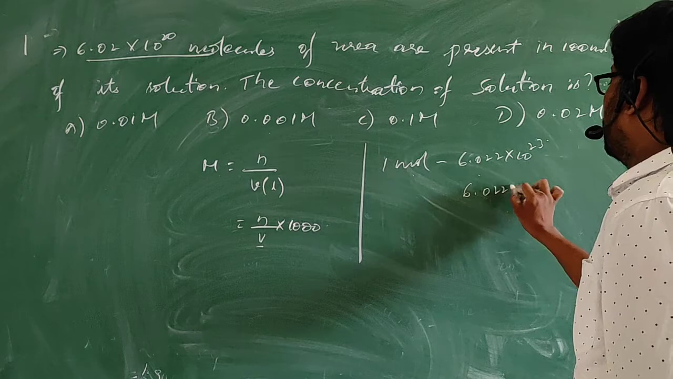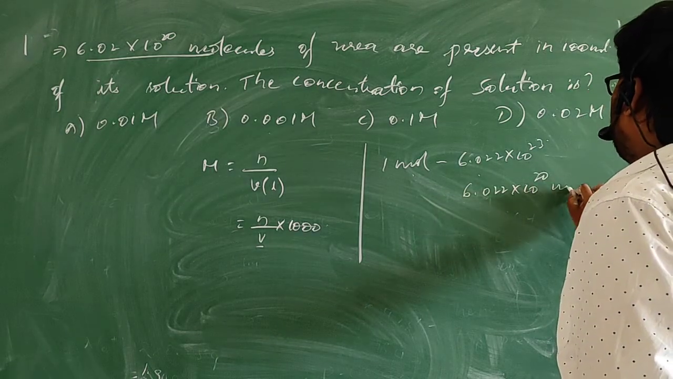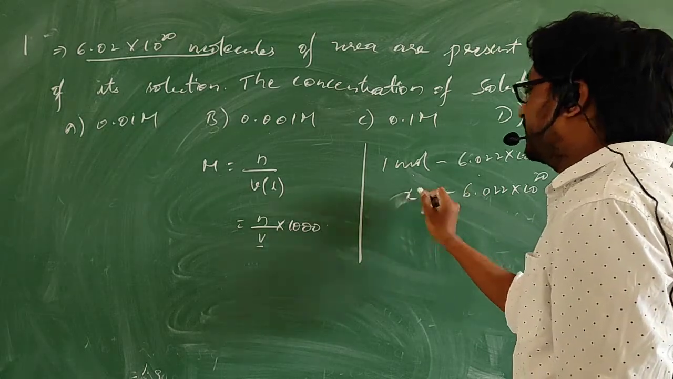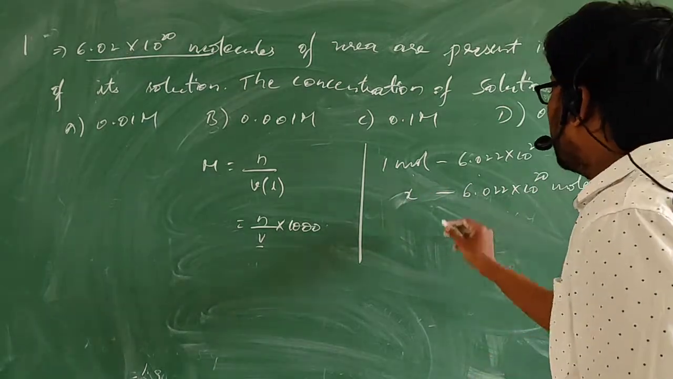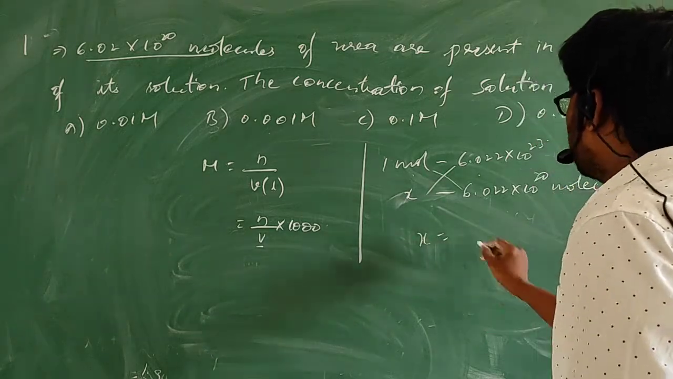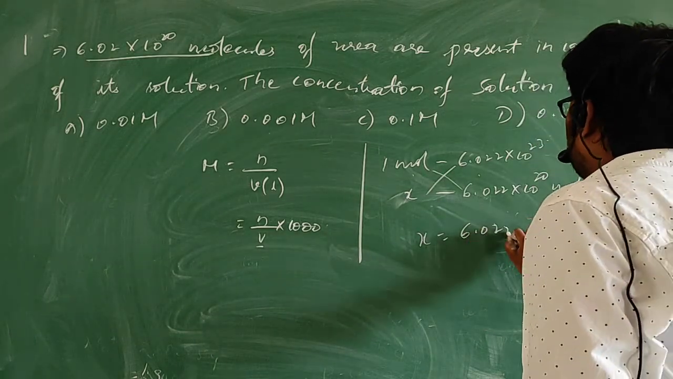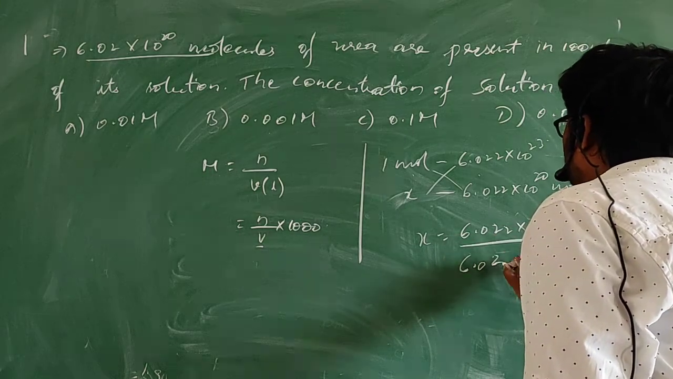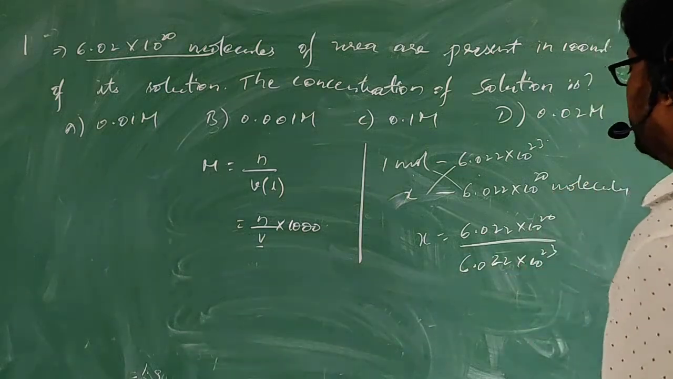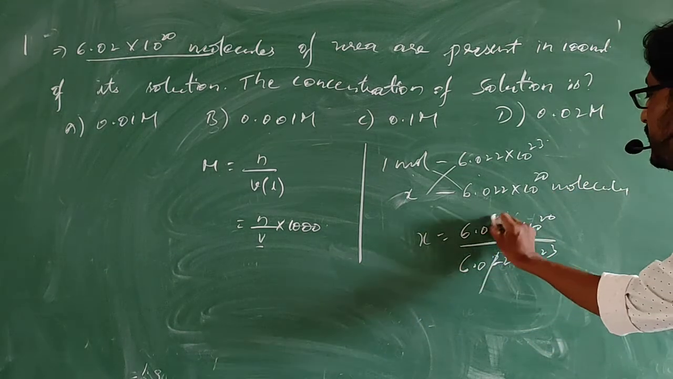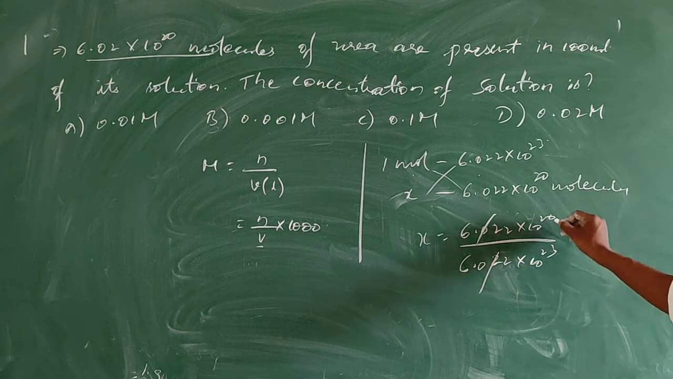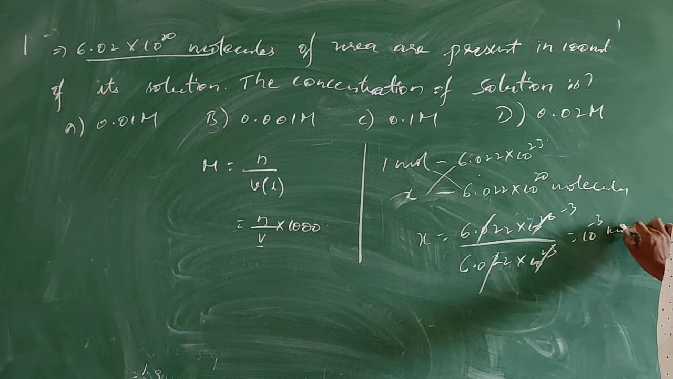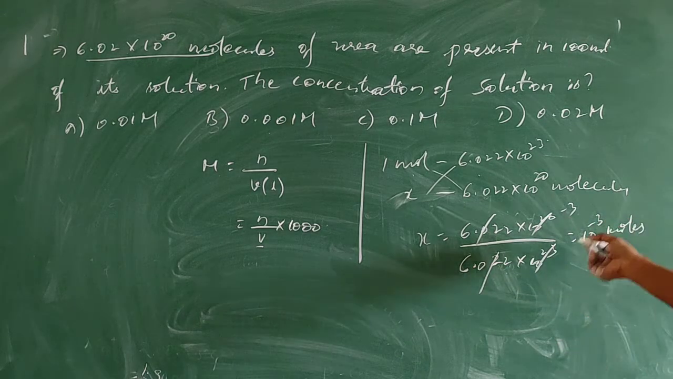So, 1 mole of any substance will represent these many particles. Then 6.022 into 10 to the power 20 molecules of urea will represent how many moles? Let us think these are X. Simple thing. Cross multiply. So, X is equal to 6.022 into 10 to the power 20 by 6.022 into 10 to the power 23. Is that right? These get cancelled. 10 to the power 23, 10 to the power 20, so it will become minus 3. So 10 to the power minus 3 moles. So the number of moles of urea is 10 to the power minus 3.